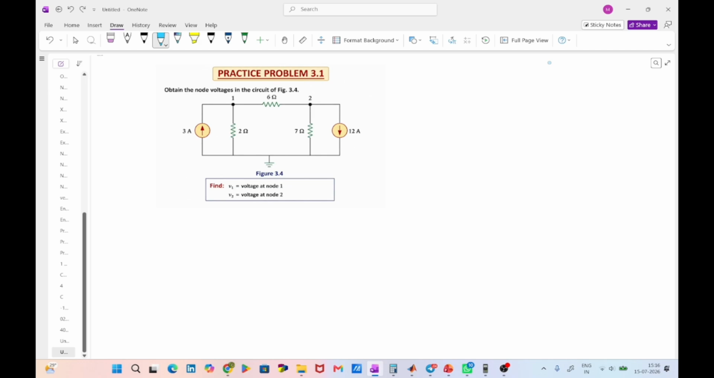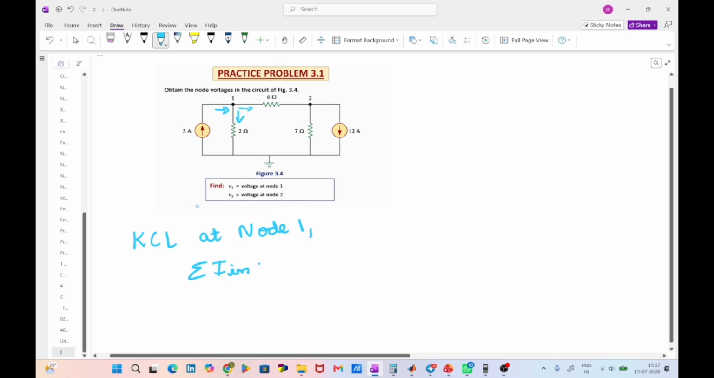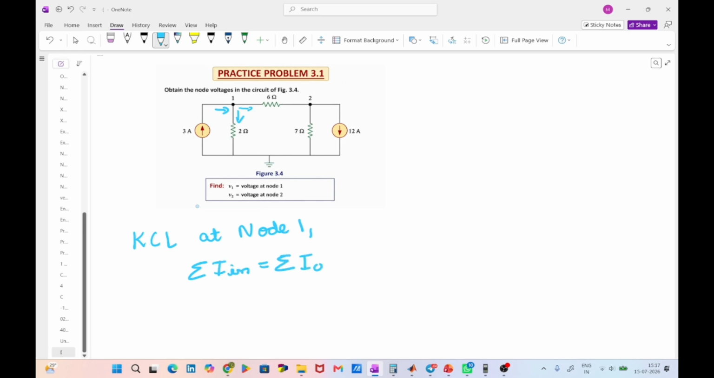For this we are using KCL, that means Kirchhoff's current law. We know that the sum of the currents entering the node is equal to the sum of the currents leaving the node. Here the current is entering here, and it will move here and here. For that, you simply write KCL at node 1. The law says that the sum of current entering the node is equal to the sum of current leaving the node, that is, summation I in is equal to summation I out.